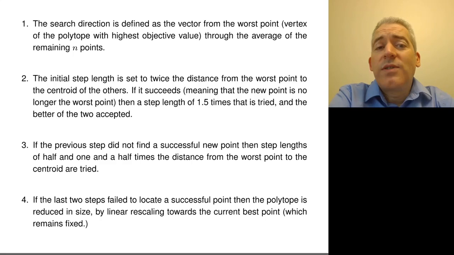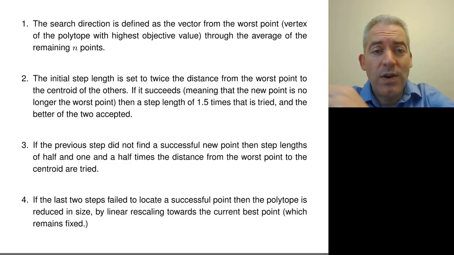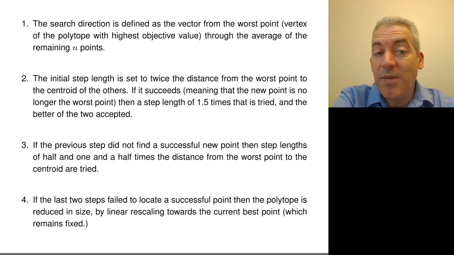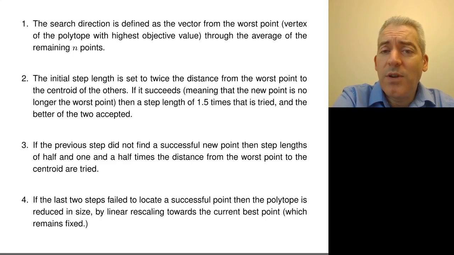So yeah, your initial step length is typically set to twice the distance from the worst point to the centroid of the others. So you kind of go through the centroid and on. If that works, so that new point is certainly better than your worst point, then maybe you could try going a bit further and just take the better of the two. So that's going to be a new point, and it might not be the best point, right? But as long as it's better than your worst point, then you're happy. You could discard that worst point and you'll now have a set of points that's better.